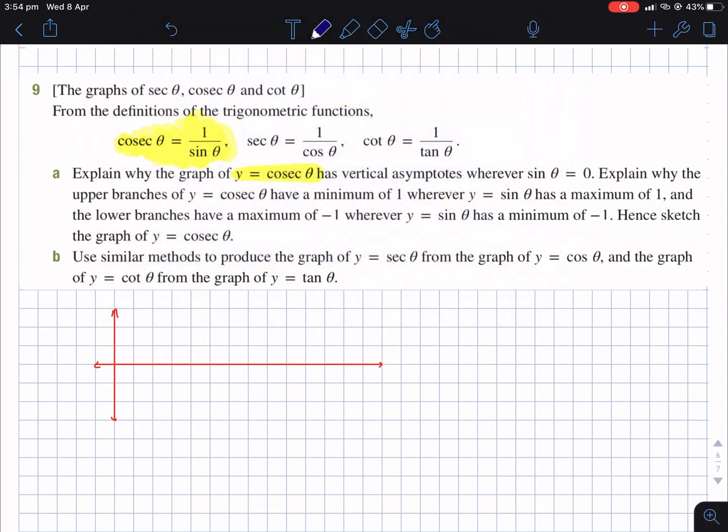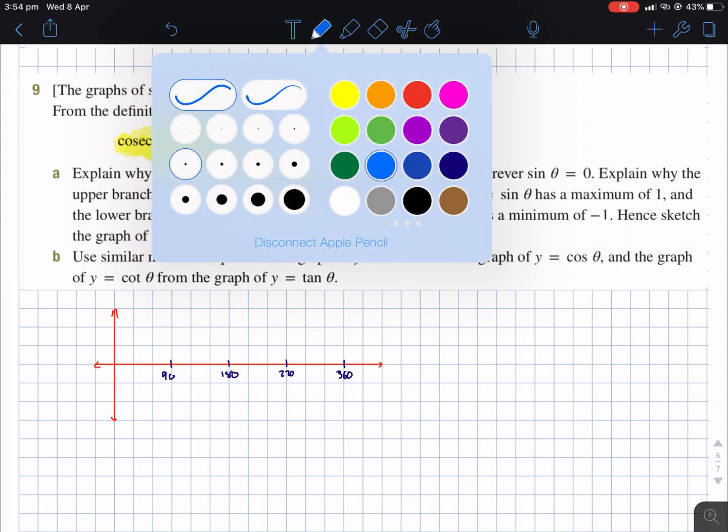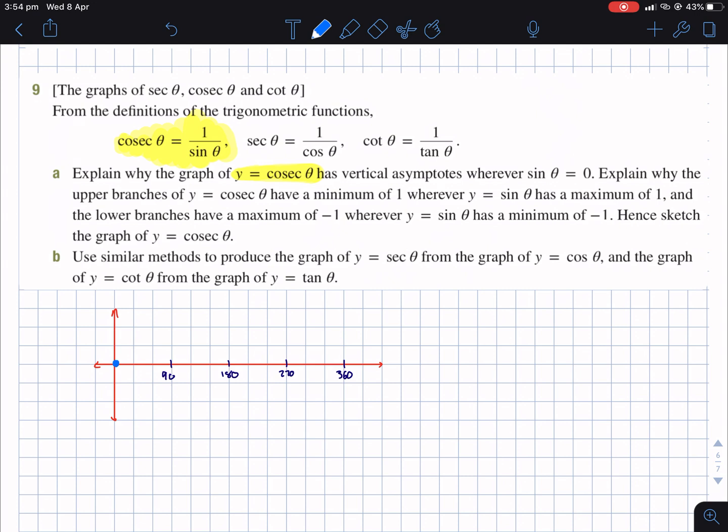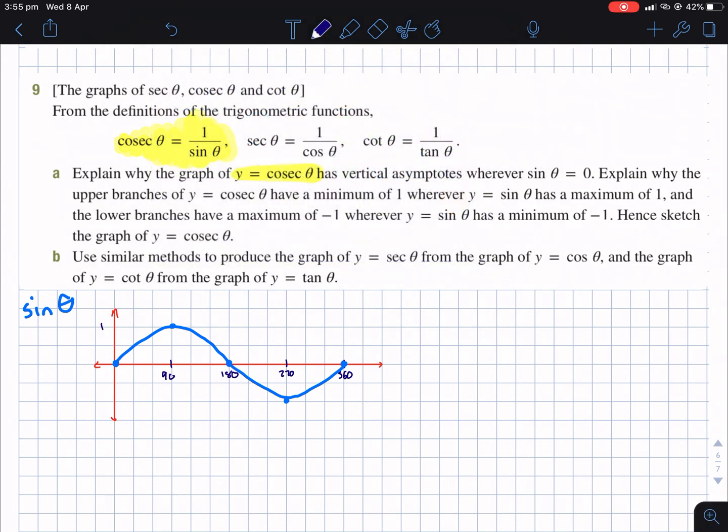So I'm going to go all the way to 360. So I'm going to make this 90, 180, 270, 360. Now the main landmarks of sine x that you need to know is it starts at 0, it's 1 at 90, 0 at 180, minus 1 at 270, 0 at 360. So it goes up, down and up. And that's sine theta, yeah? And this was 1 and this was minus 1.